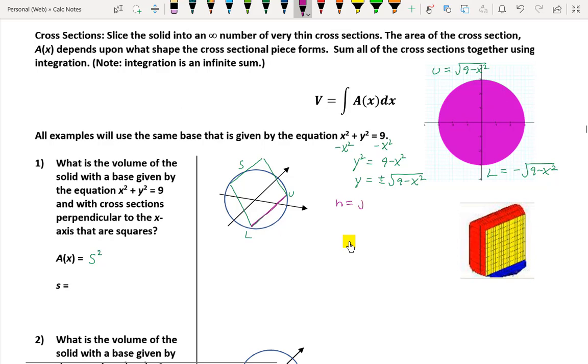So we have the square root of 9 minus x squared minus the lower, which is negative square root of 9 minus x squared. So the height is equal to, if you change these to plus, a square root plus a square root is just 2 of those. So it's 2 times the square root of 9 minus x squared. That height is essentially our s in our square here. So s, the side of the square, is equal to 2 times the square root of 9 minus x squared.